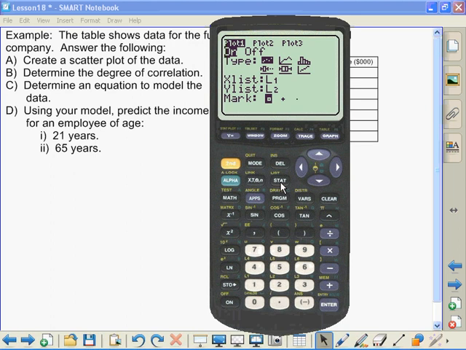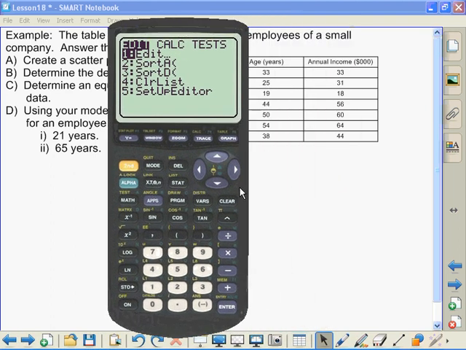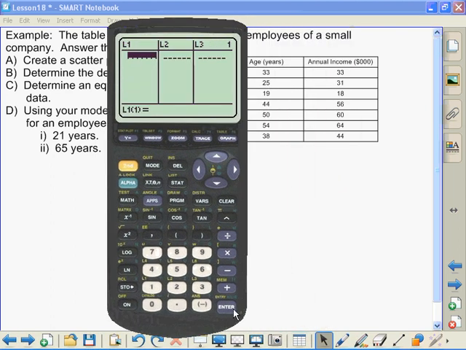So I can hit stat, and I'm going to edit. I'm going to enter this information in. Again, L1 is your X values, L2 is your Y. So quickly running down the list here: 25, 19, 44, 50, 54, 38. And go up and put my Y values in: 33, 31, 18, 56, 60, 64, 44.